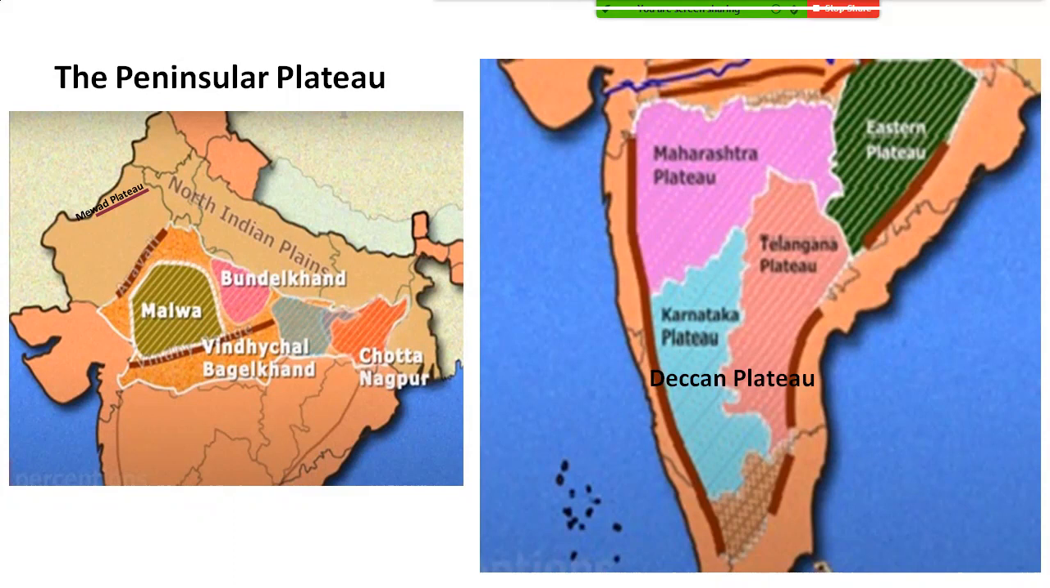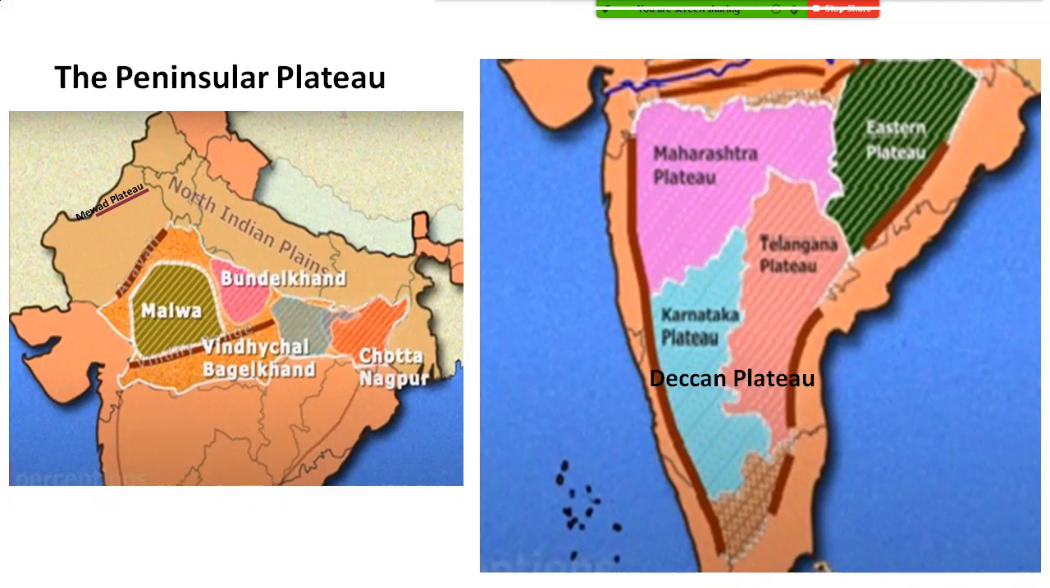The mountains that are part of this region are the Aravalli Mountains to the north and the Vindhyas and the Satpura Mountains in the central region. A series of plateaus border the northern part of this region, like the Malwa Plateau, the Bundelkhand Plateau, the Vindhyachal Plateau, and a very important plateau that is the Chota Nagpur Plateau, which is known for its mineral resources.